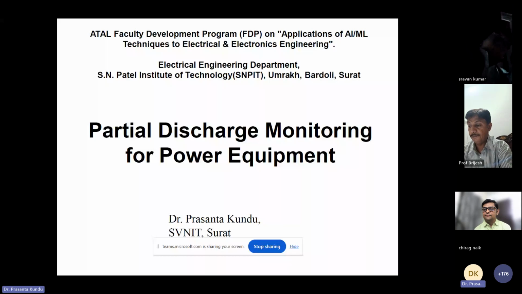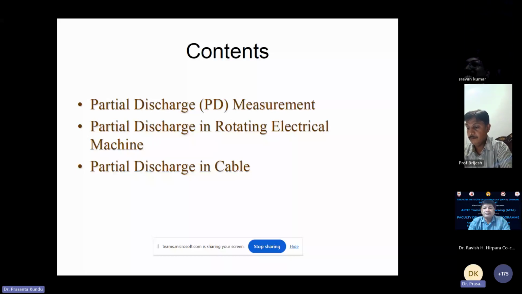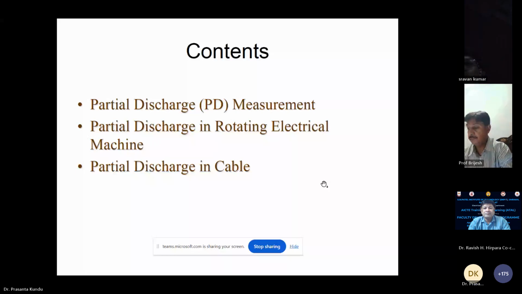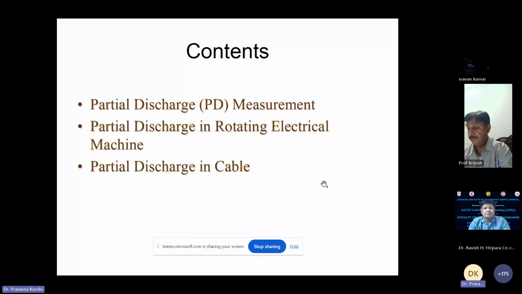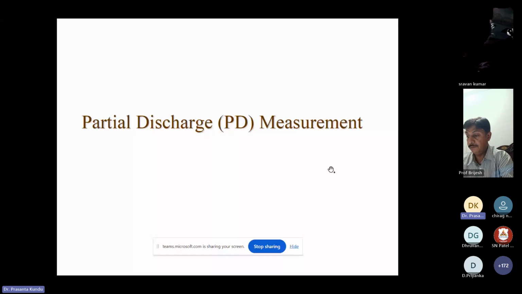This is related to partial discharge monitoring for power equipment. This will be the contents of this talk: partial discharge measurement. We'll talk about the fundamentals of partial discharge measurement, then partial discharge in rotating electrical machines, and partial discharge in cable. So first, the partial discharge measurement. If you have a background in high voltage and partial discharge, then it is okay. Otherwise, we'll start from the basic knowledge.